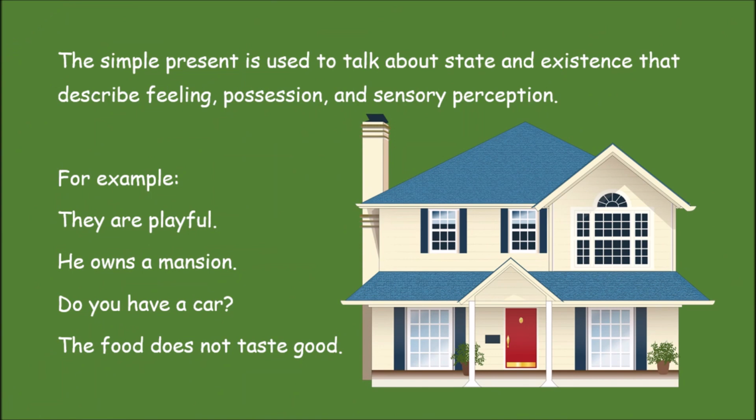The simple present is used to talk about state and existence that describe feeling, possession, and sensory perception. For example, they're playful. He owns a mansion. Do you have a car? The food does not taste good.